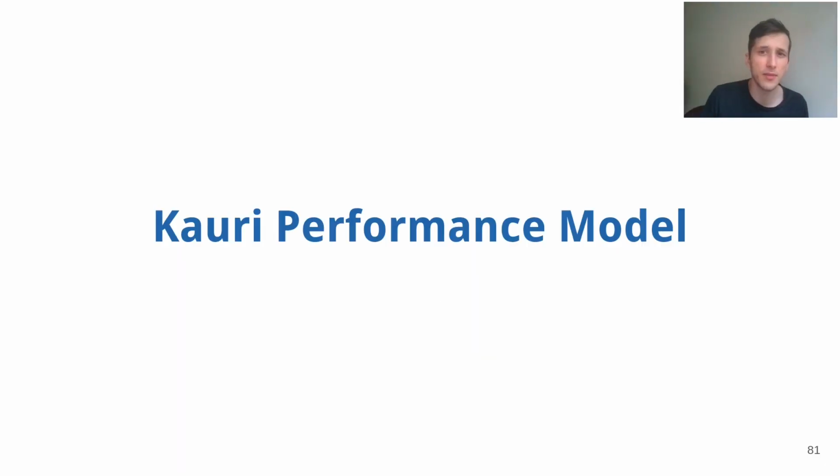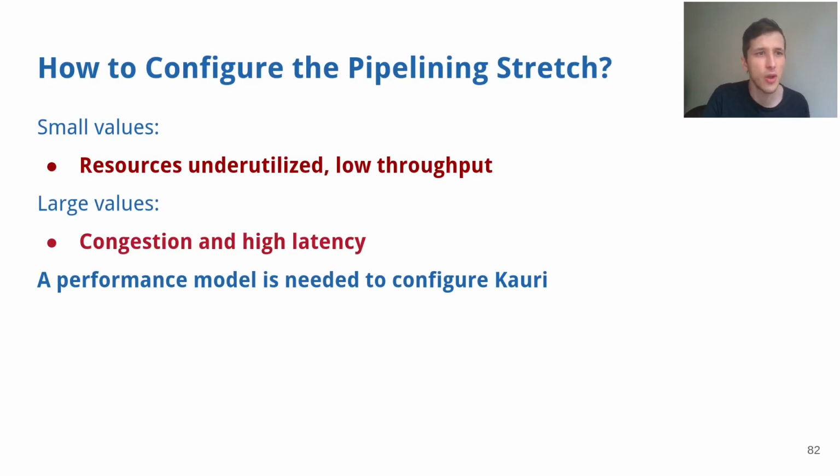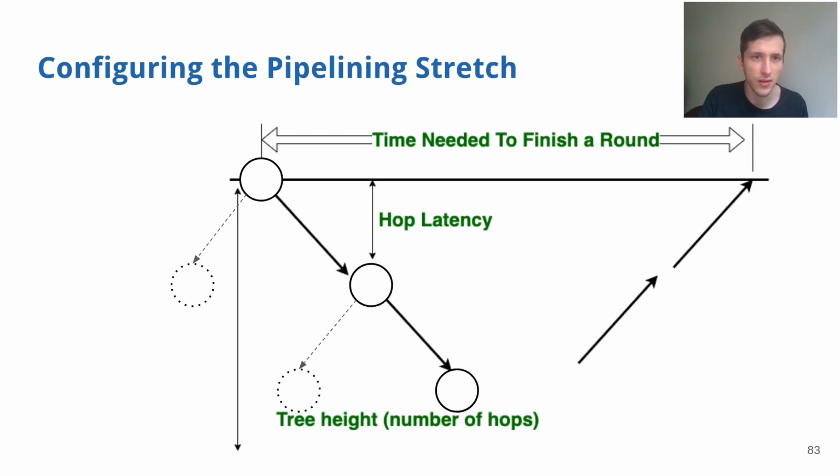To configure the number of messages we can send in parallel, we require some sort of performance model, because for very small values we're going to underutilize the resources, resulting in a much lower throughput than would actually be possible. And for very large values we're going to have network congestion and CPU congestion, resulting in a much higher client-side latency. So for that we require a performance model.